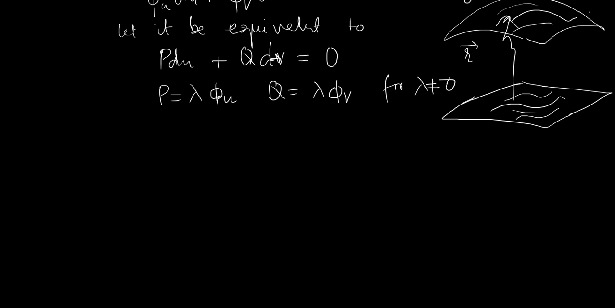So which gives us du by dv is equal to minus phi v by phi u. You know about this now: when you write a function implicitly, this is always true for the derivative of a function.